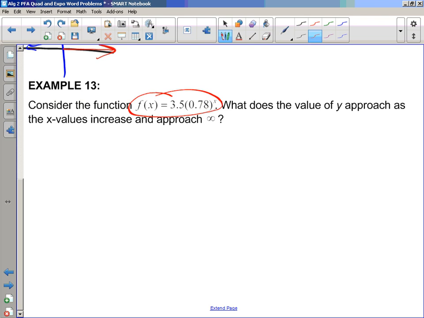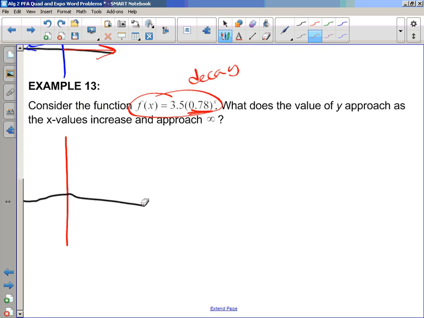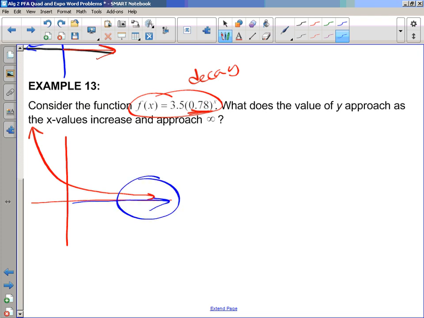There's my function, growth or decay. It's decay because my base is less than 1. Whoa, that was weird. So it looks something like this. Goes down from left to right. What does the value of y approach as the x values increase? Again, looking at the right side of the graph. So I'm looking at that end. It's not pointing up, it's flattening out and approaching the x-axis. So that means the y values approach 0.